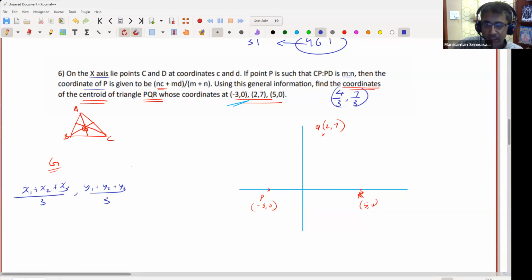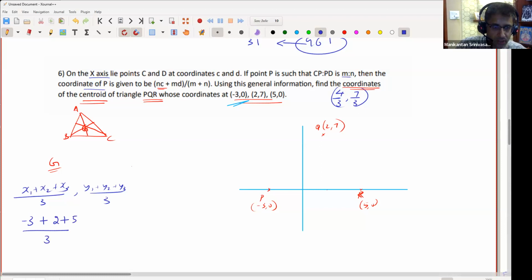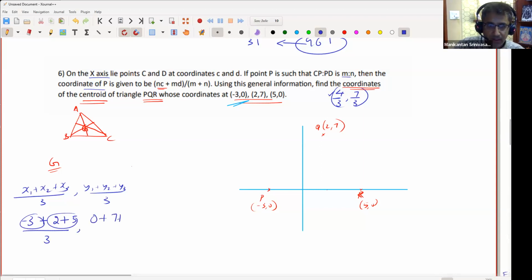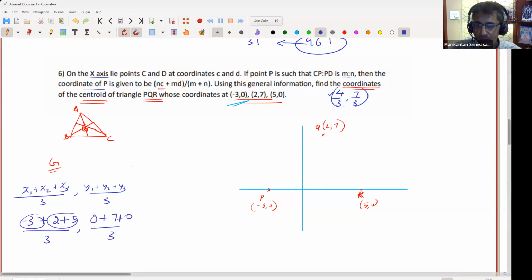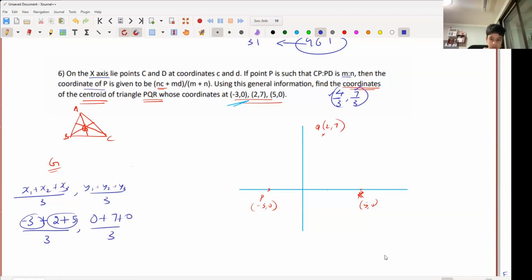Now first, let's check if Nadia's answer, and whoever else has got the same answer, makes sense. So -3 is the x coordinate of the first one, 2 is the x coordinate of the second one, 5 is the x coordinate of the third one. If I do this, I get 5 plus 2, 7 minus 3 is 4, so 4 by 3 matches. And if I do the average of the y coordinates, it's 0 plus 7 plus 0 by 3, which is 7 by 3. That also matches. So that answer is right, Nadia. Sorry, who else got it, you said? Was that Adya? Aram, yeah.